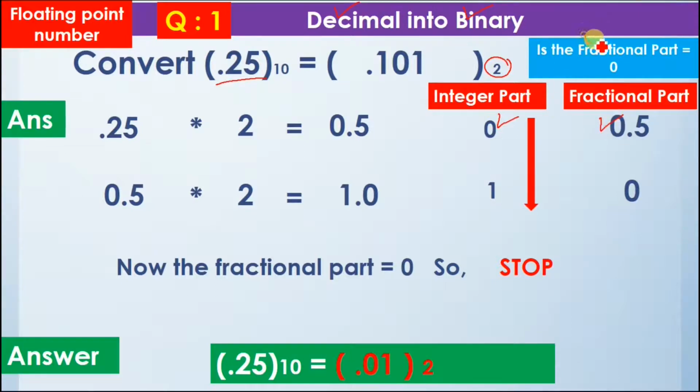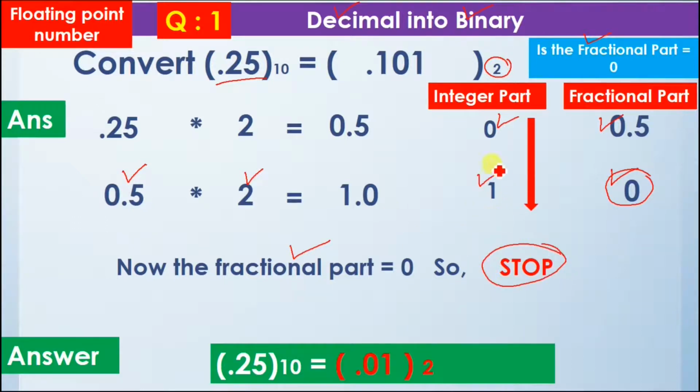Is the fractional part equal to 0? No, it is not 0. So now 0.5 will come here and we will multiply 0.5 by 2. So 0.5 times 2 is equal to 1.0. The integer part is equal to 1 and the fractional part is equal to 0. Now, yes, the fractional part is equal to 0, so we will stop the process.